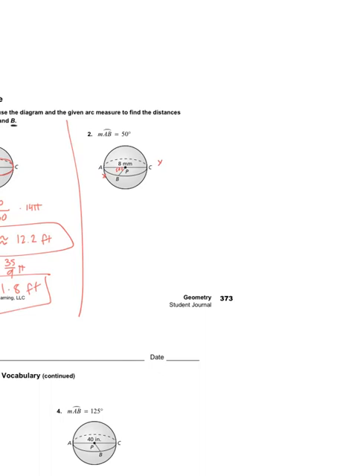So I'm going to do the same thing again. So I know that it's going to be x over my total circumference, which is going to be 8 pi, equals 50 over 360 degrees. So once again, I'm just going to multiply both sides by 8 pi.